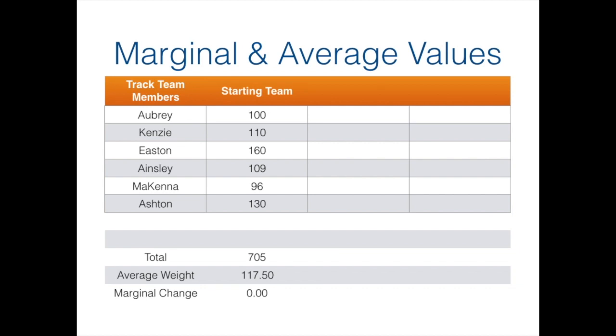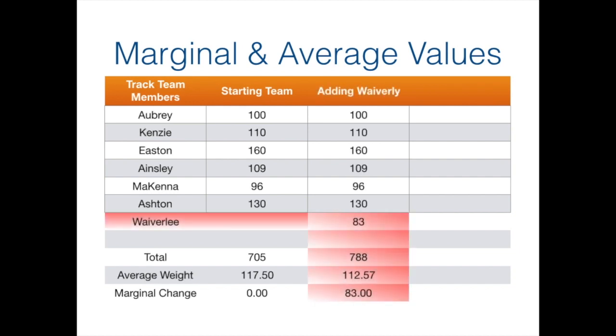The relationship between marginal and average values for a variable can be illustrated with this example of members of a track team. Calculating the total weight of the team members, we can see that total weight is 705 pounds, and the average weight of the initial team is 117.5 pounds, calculated by dividing the total weight by the number of team members. The coach decides to add former jockey Waverly as a long-distance runner.